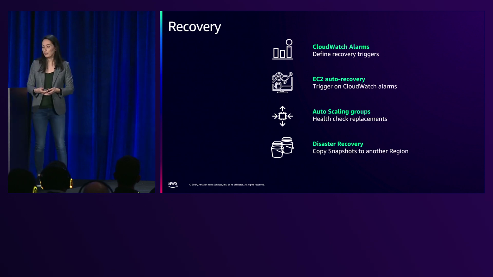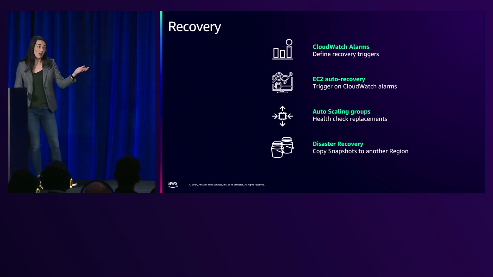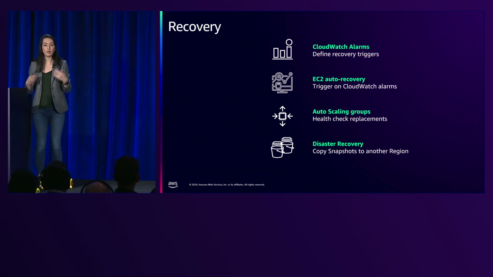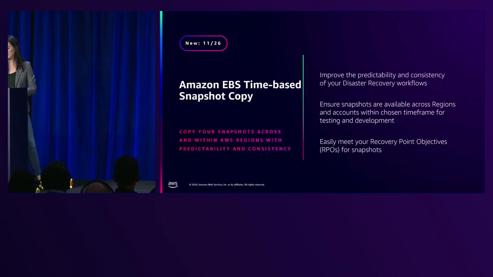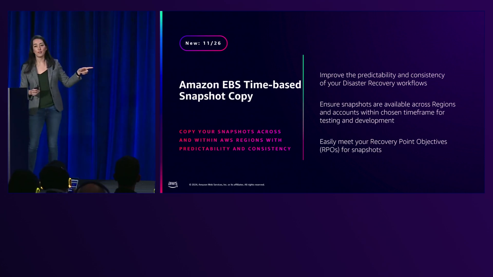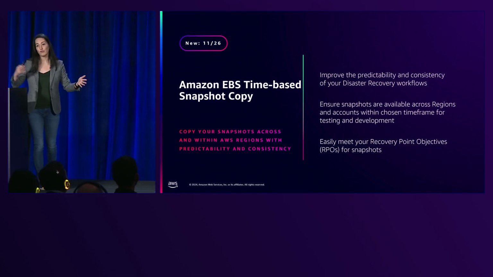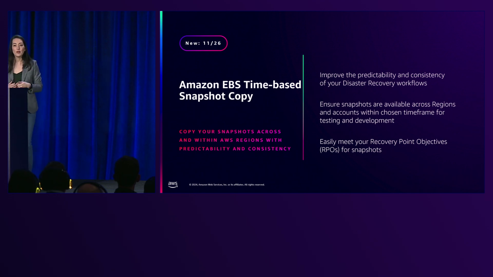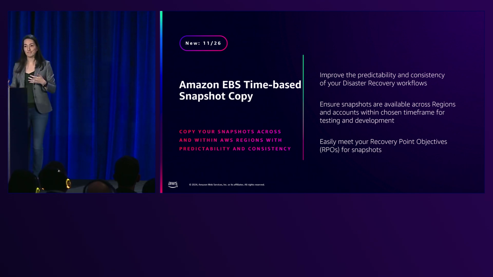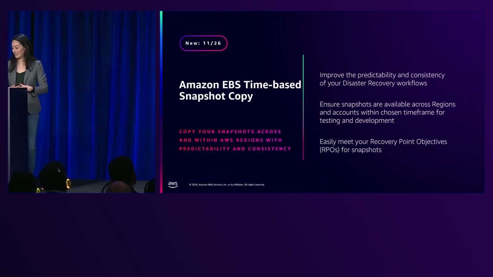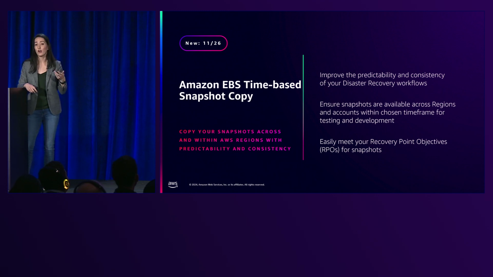And so you can take crash consistent snapshots of all the volumes attached to your instance, or a subset of them if you like. For disaster recovery, copying snapshots to another region or account is a really common use case. To make that a little bit easier, last week we launched a new functionality, EBS time-based snapshot copy. With this, you can specify the desired duration of your snapshot copy, anywhere from 15 minutes to 48 hours. This is going to help you meet any time-based concerns or limits that you need, and ensure predictability and consistency in your copy workflows.